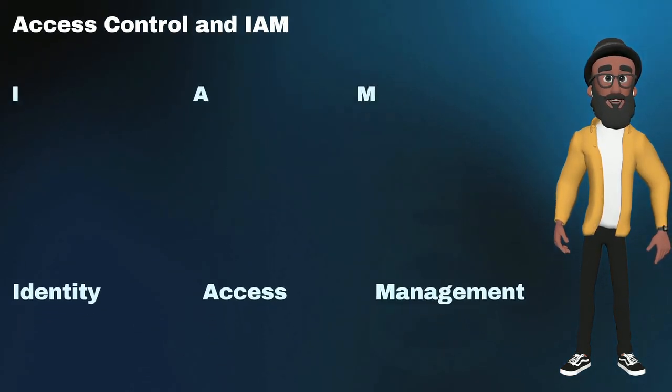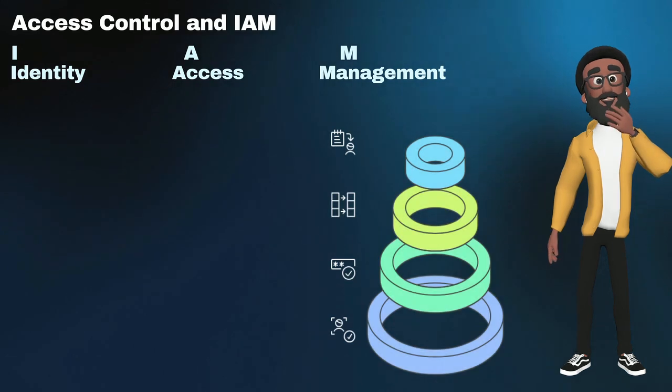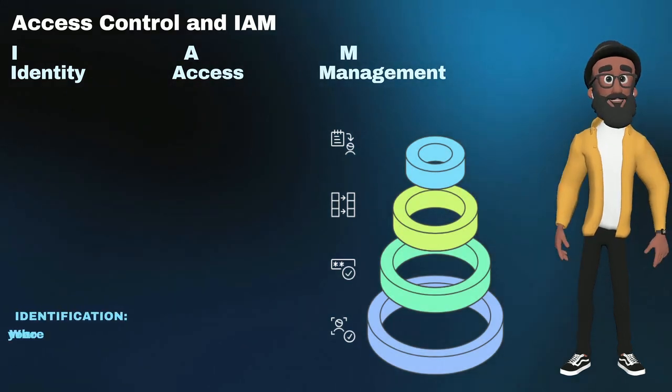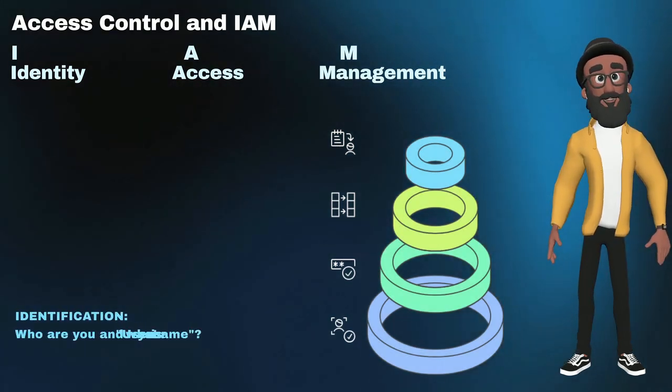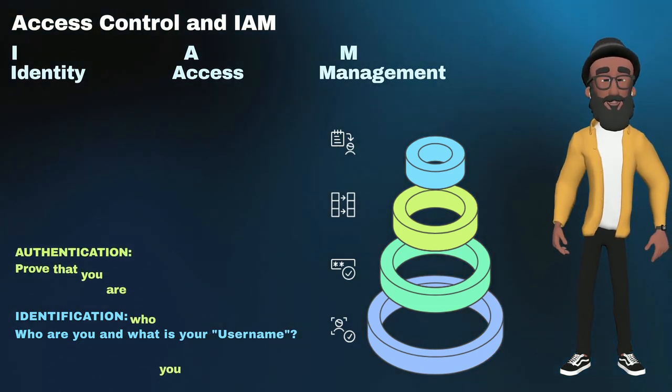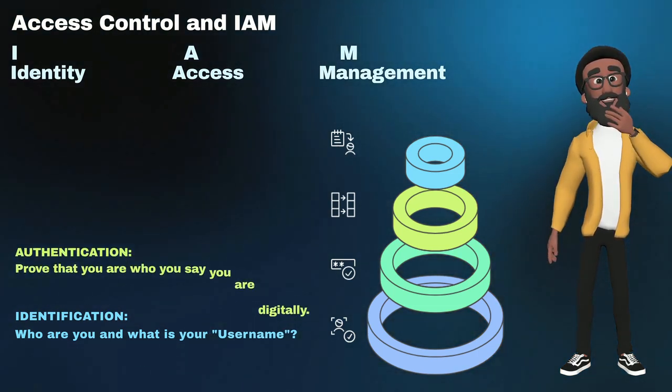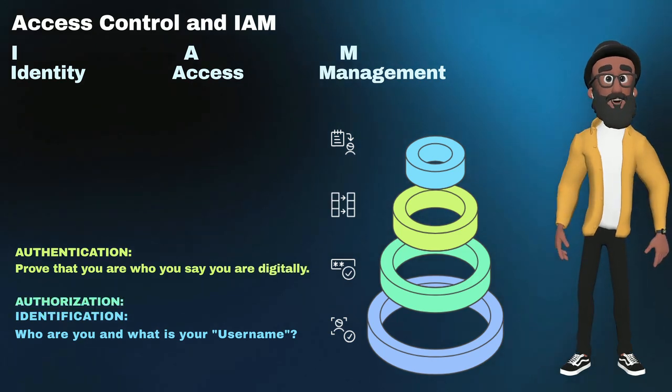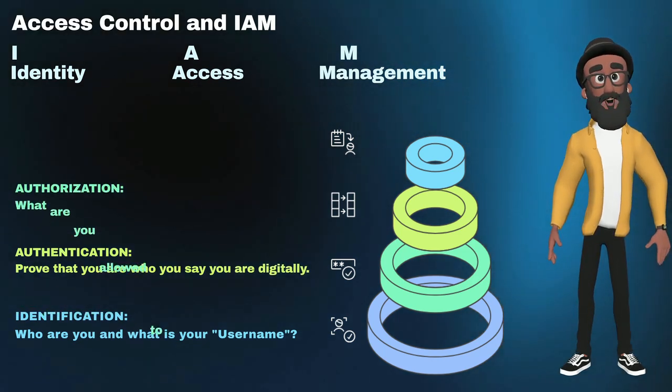IAM has 4 key parts that I want you to take note of. Identification, this is asking, who are you? What's your username? And then there's authentication. This is where I want you to prove that you are who you say you are digitally. This is using your password or fingerprint. And then you have authorization. Authorization means, what are you allowed to do?